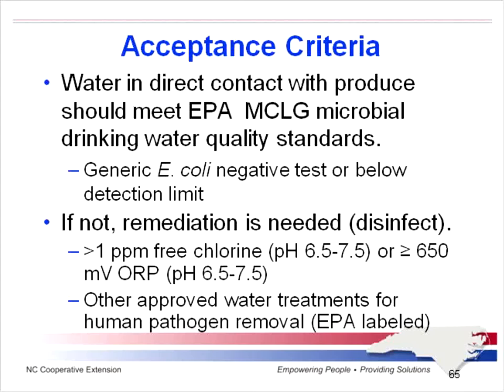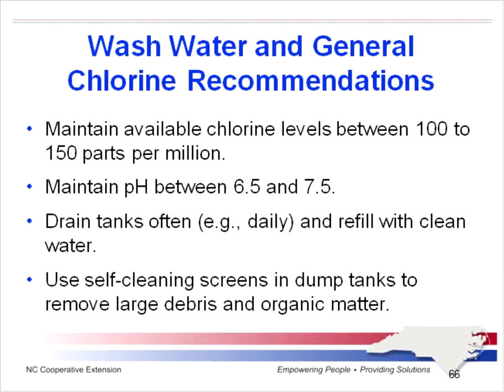If it is not, then a remediation step needs to be applied. When testing for free chlorine in remediated water, you need to be at greater than 1 ppm of free chlorine. The pH should be between 6.5 and 7.5, or if you're using the ORP method, it's greater than 650 millivolts. Other approved water treatments for human pathogen removal, as long as they're EPA labeled, may be used.